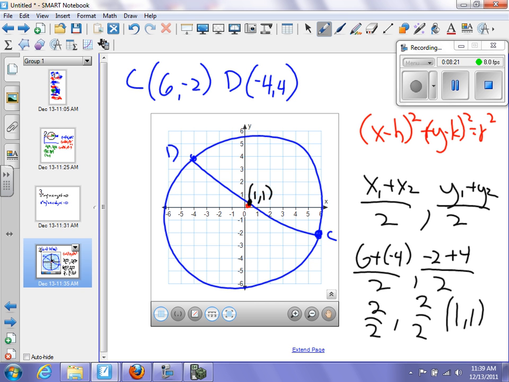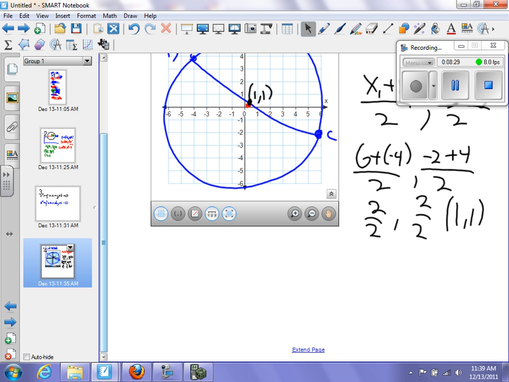Okay, that's my center. That's pretty nice. So I'm halfway there now. I now know (x minus 1) squared plus (y minus 1) squared is equal to r squared, because I know my center. I know what my center is because I did the midpoint of my diameter. Are we okay with that? Okay, great. Now what I need to figure out is, what's my radius?